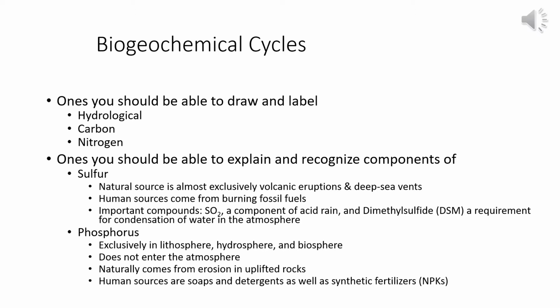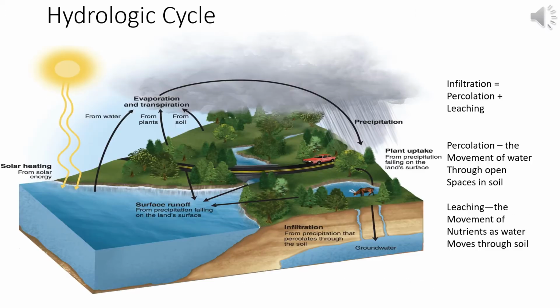For phosphorus, you should know that it's exclusively in the lithosphere, hydrosphere, and biosphere. It never enters the atmosphere. Naturally, it occurs in rocks, and it's released through erosion of uplifted rocks. Humans produce phosphorus by using soaps and detergents, as well as using synthetic fertilizers such as NPKs.